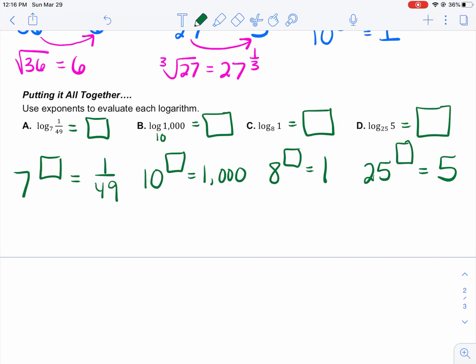Okay, so if you had trouble setting up, see if you can finish the problem from there, and then check your answer. So this one's going to be -2. This one, count your zeros. We need 3 zeros, 10 to the 3rd. The next one, 8 to the 0 is 1. And then lastly, we're going from 25 to 5, which is smaller. So we need to do the square root of 25, which is 25 to the 1/2 power.